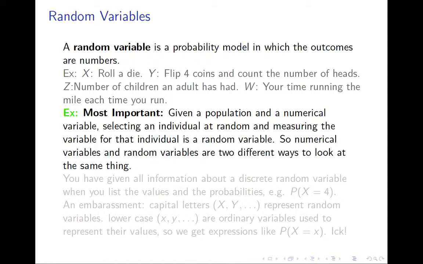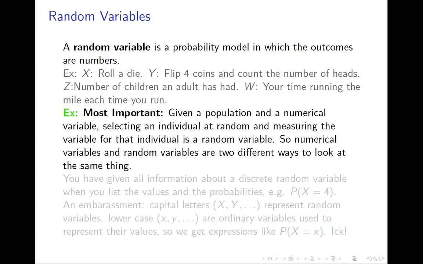Example Z is a particularly important example for us. Going forward, the most important random variables will be ones that, like Z, involve a population and a numerical variable in the sense of lectures 5 through 9. The random variable is randomly selecting an individual from the population and measuring or asking the value of that variable.